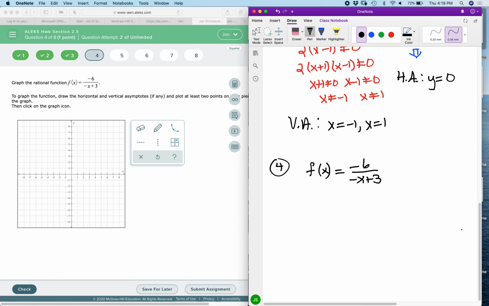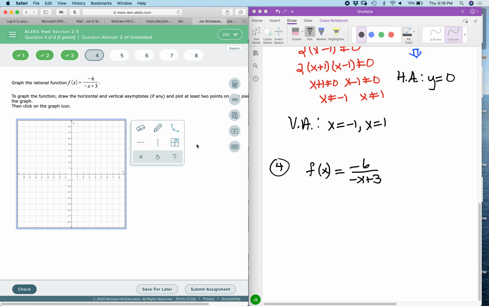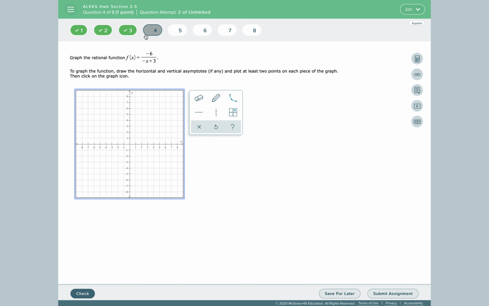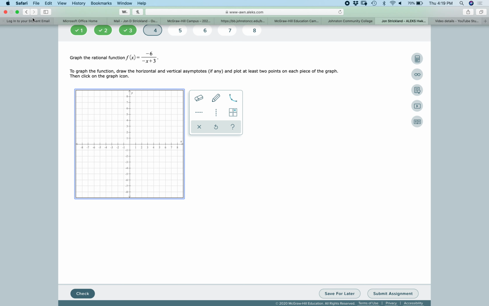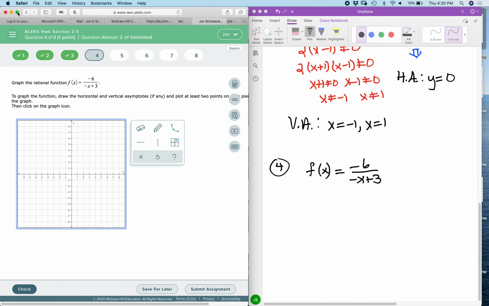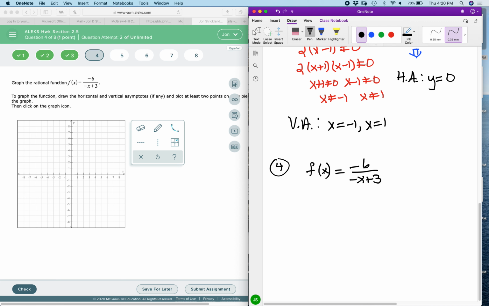Okay, for the fourth problem, now we're looking at graphing the function. It says to graph the function, draw the horizontal and vertical asymptotes where they exist, and plot at least 2 points on each piece of the graph, and then click on the graph icon. So we have our function, f of x is equal to negative 6 all over negative x plus 3.